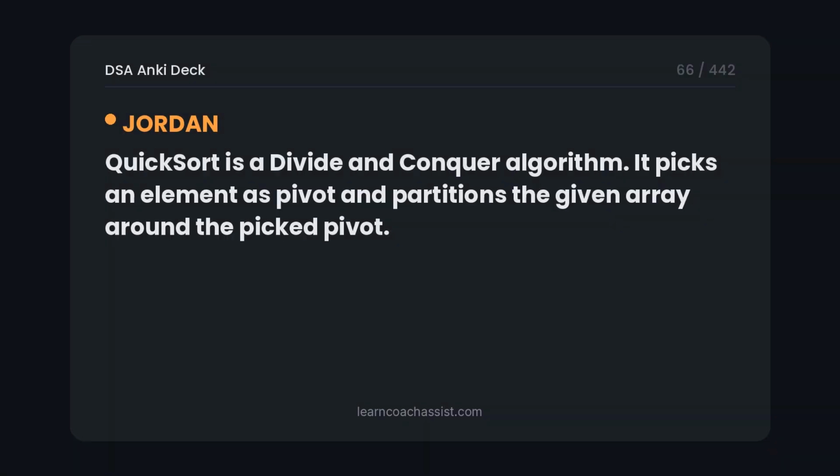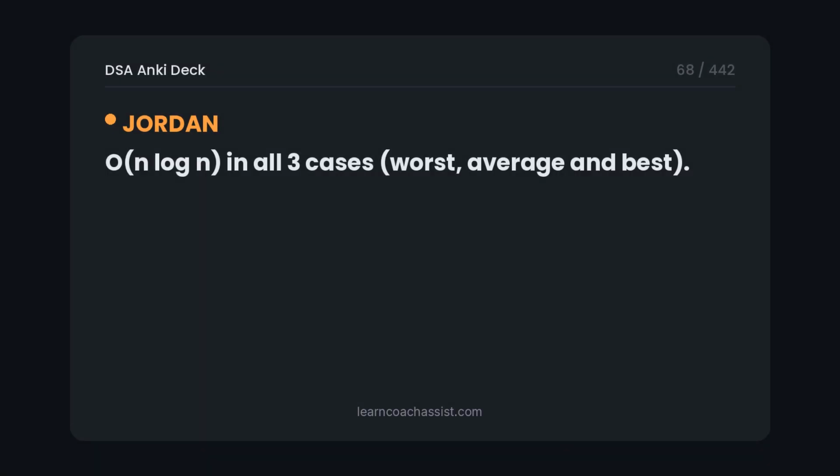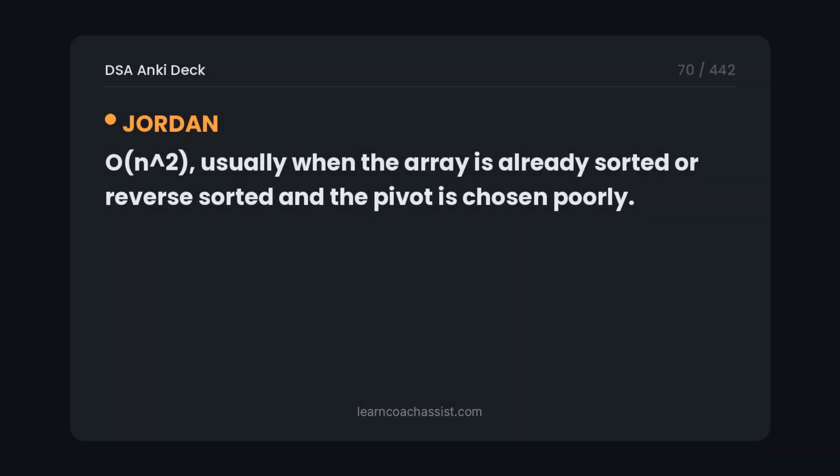What is quicksort? Quicksort is a divide and conquer algorithm. It picks an element as pivot and partitions the given array around the picked pivot. What is the time complexity of merge sort? O(n log n) in all three cases: worst, average and best. What is the worst case time complexity of quicksort? O(n squared), usually when the array is already sorted or reverse sorted and the pivot is chosen poorly.